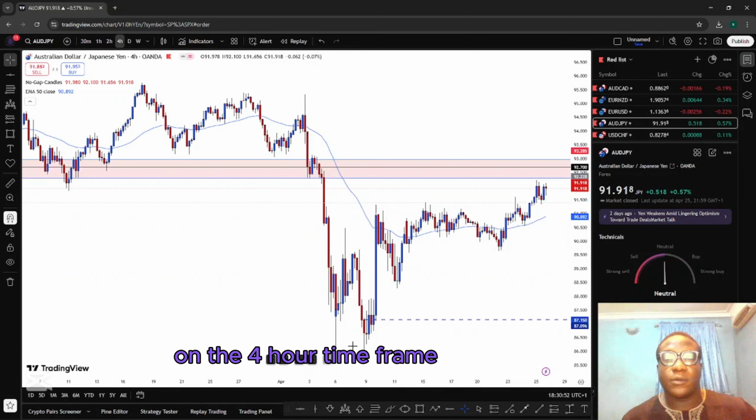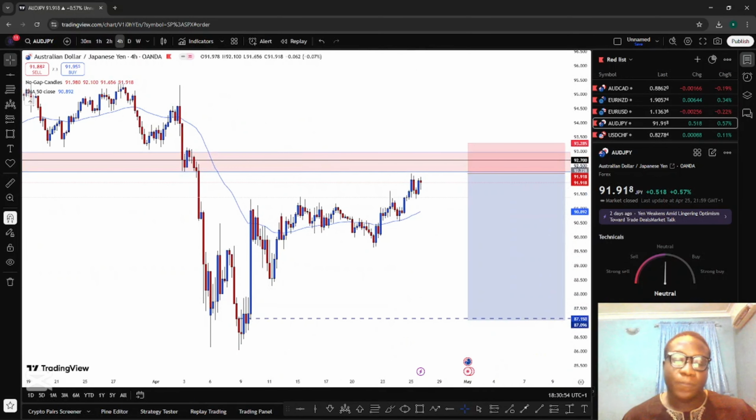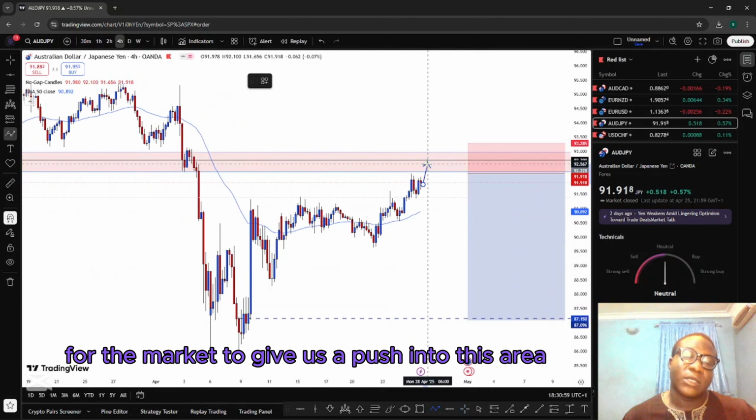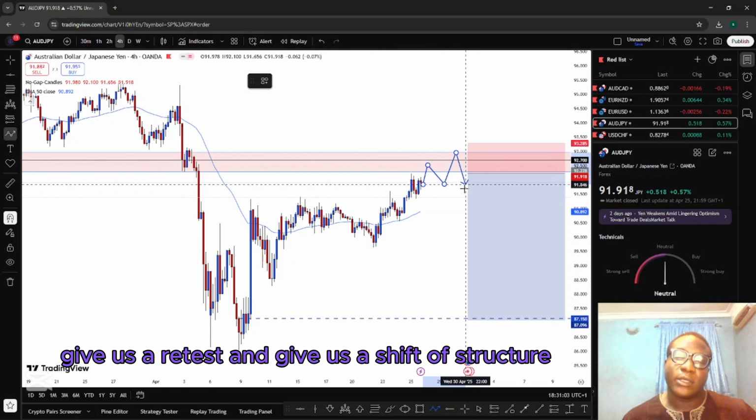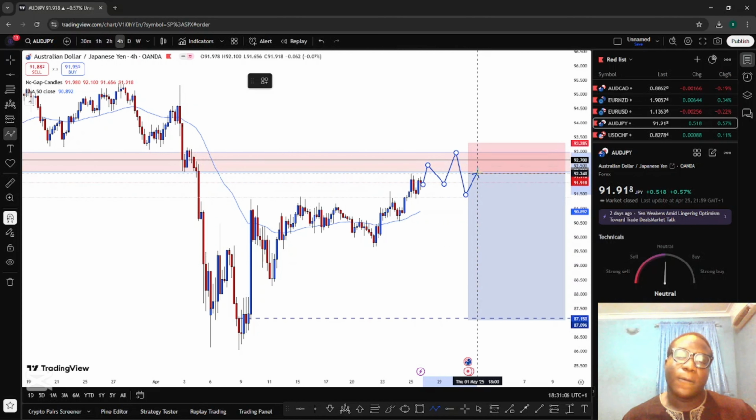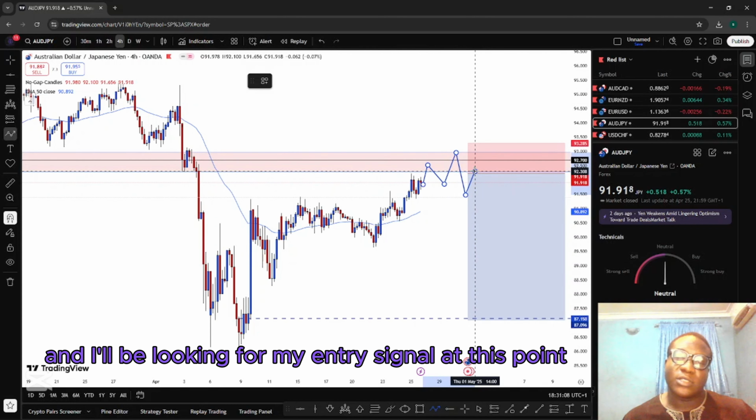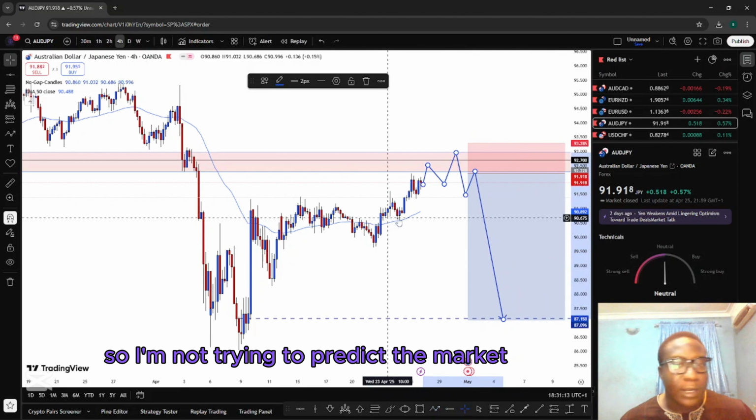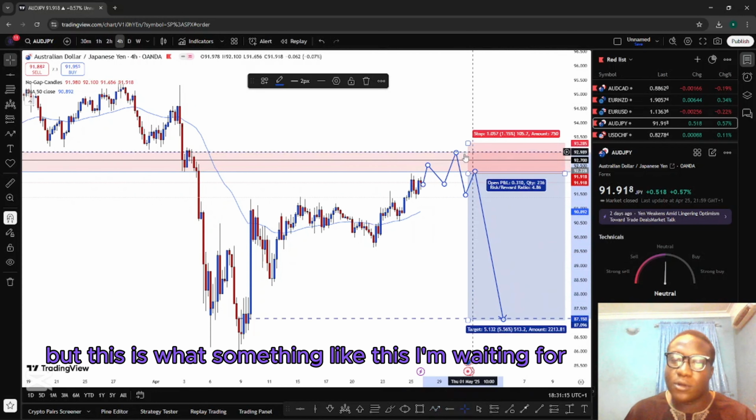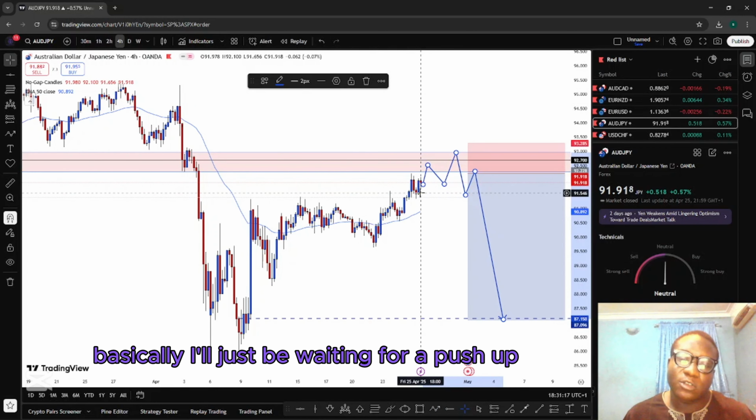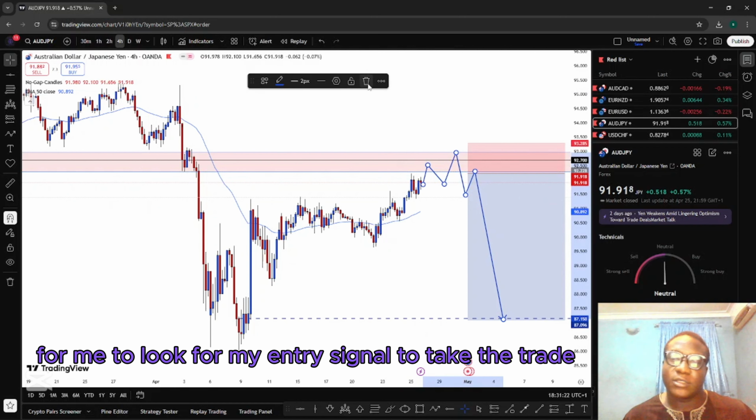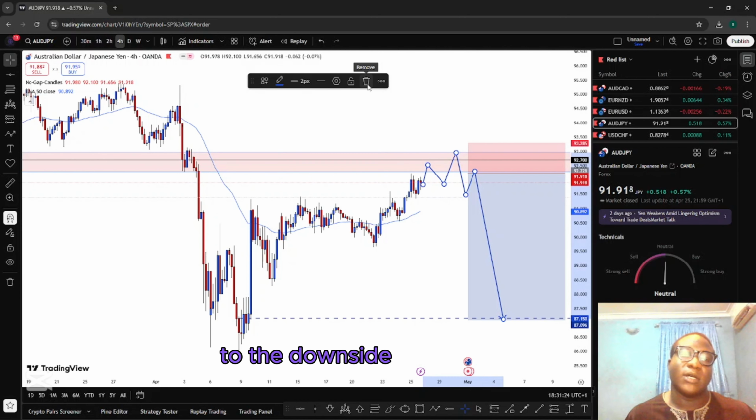On the 4-hour time frame, the market is currently bullish. So what would I be waiting for on the 4-hour time frame? Basically, I'm waiting for the market to give us a push into this area, give us a retest, and give us a shift of structure, give us a retest, and I'll be looking for my entry signal at this point to take the trade to the downside. So I'm not trying to predict the market, but this is what I'm waiting for. Basically, I'll just be waiting for a push up and a shift of structure for me to look for my entry signal to take the trade to the downside.